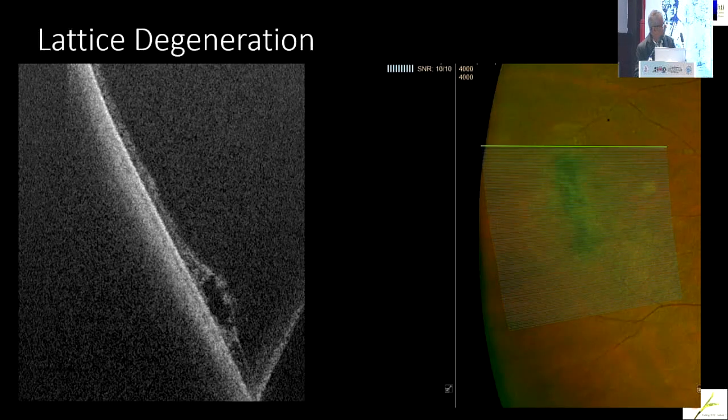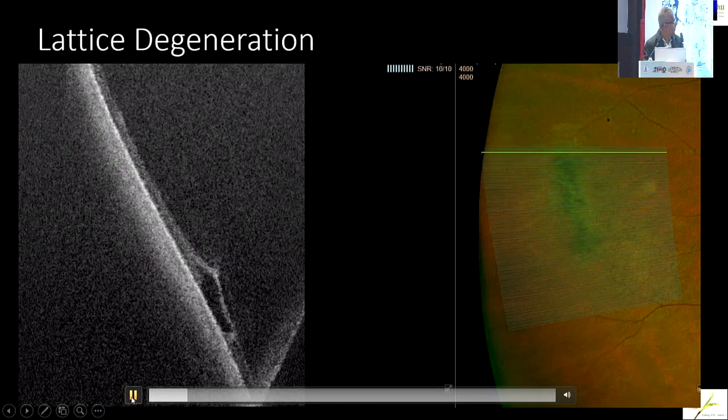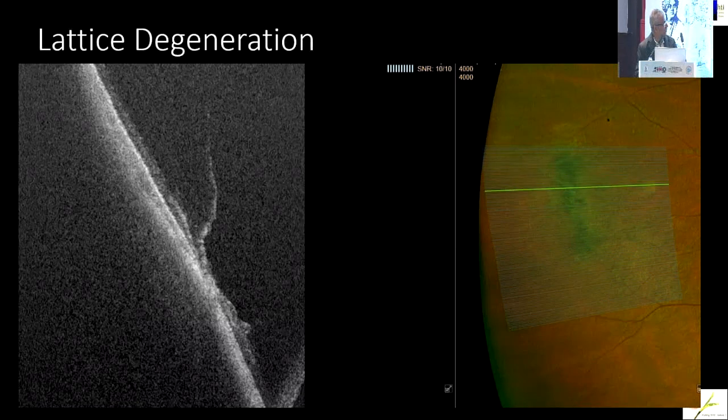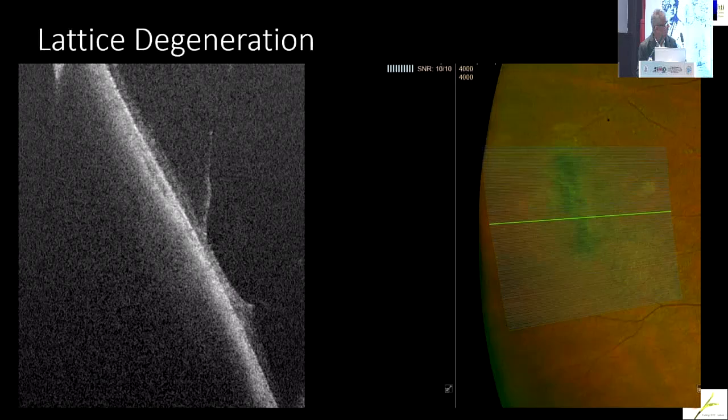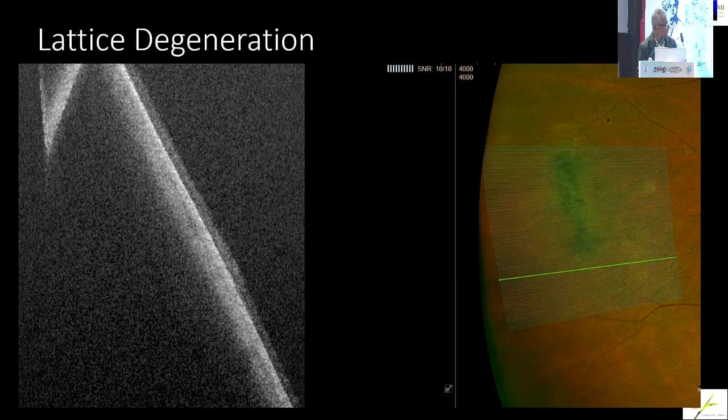This is another patient with lattice, and you can see the abnormal vitreoretinal adhesion here. You can see the entire vitreoretinal anatomy, that there is vitreous traction, and you can see the cube moving there. So this is all possible these days.